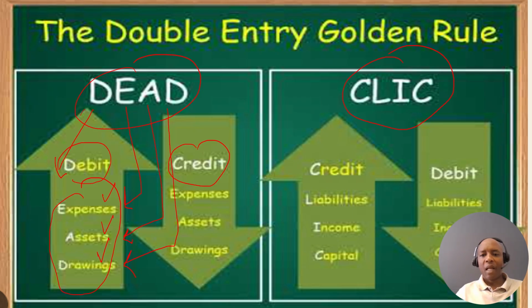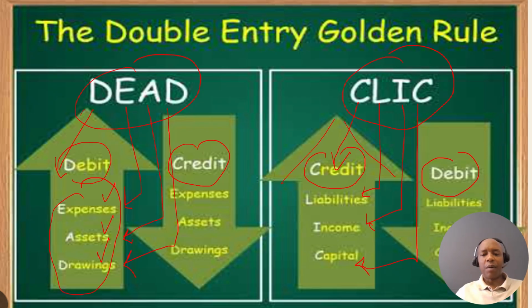Then the CLIC principle, the first C is standing for credit, indicating that they increase on the credit side. As you can see, the arrow is pointing up, and these accounts are the first L, liabilities, the second letter, I standing for income, then the last letter here standing for capital. So these accounts increase on the credit and decrease on the debit side, the opposite side, those same accounts.